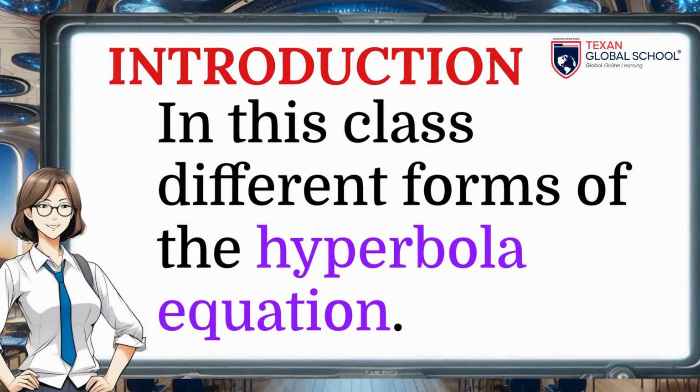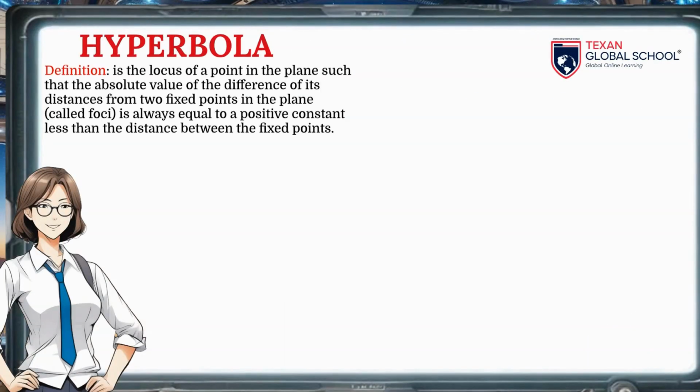By definition, a hyperbola is the locus of a point in the plane, such that the absolute value of the difference of its distances from two fixed points in the plane, called foci, is always equal to a positive constant less than the distance between the fixed points.